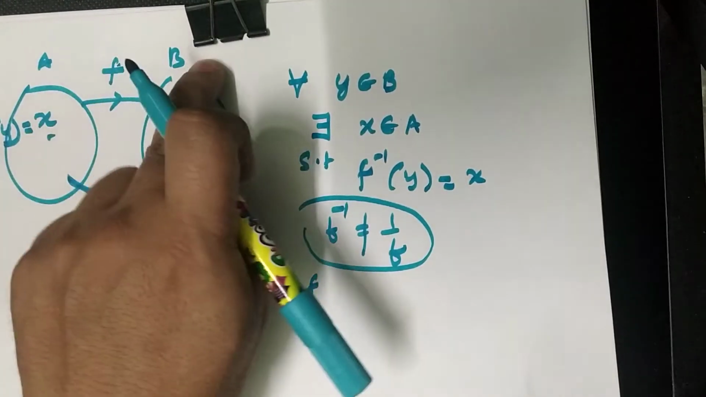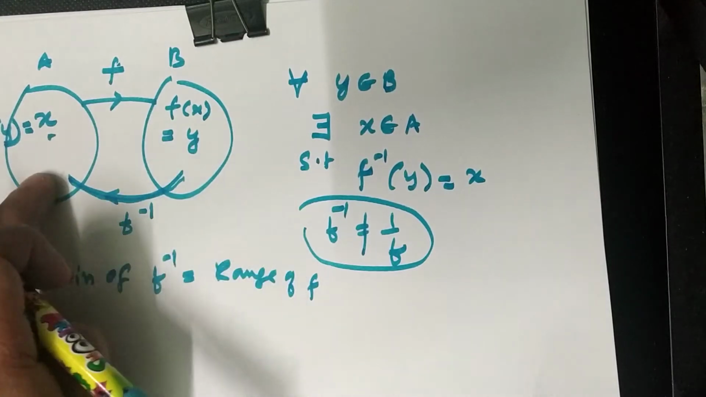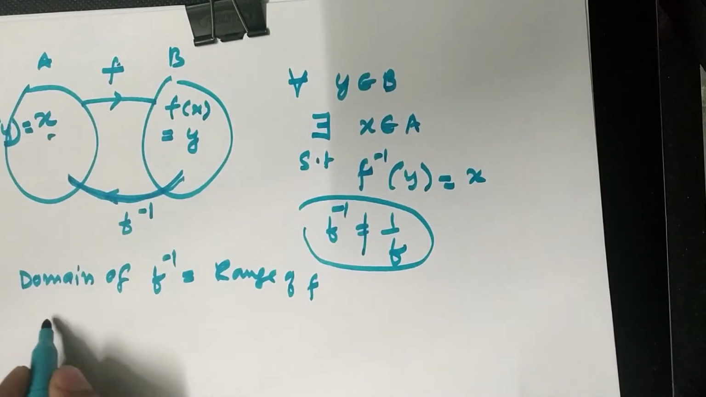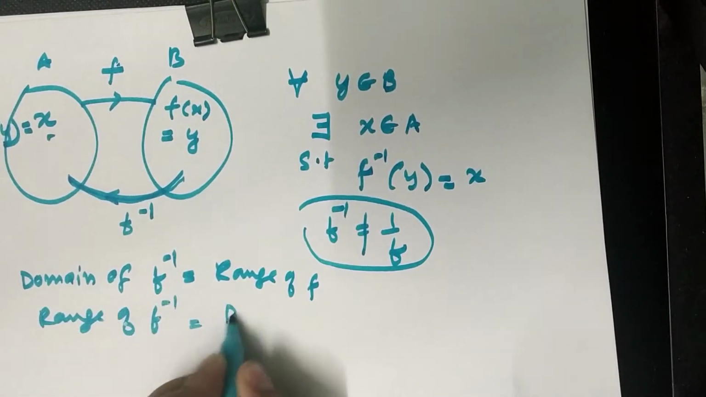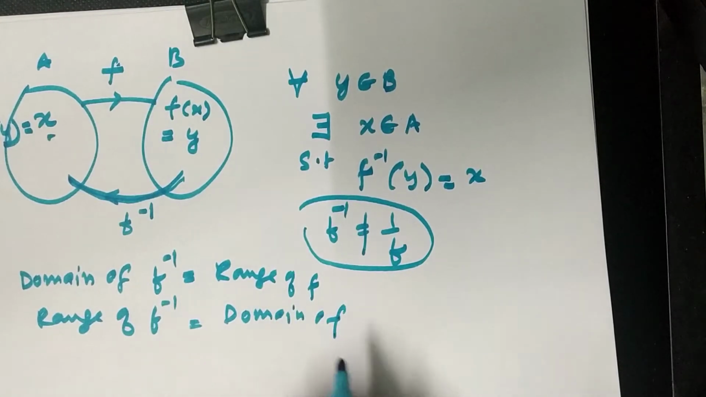The function f is 1, 1 on 2, f inverse exists. So the domain of f inverse will be the range of f, and the range of f inverse will be the domain of f, right?